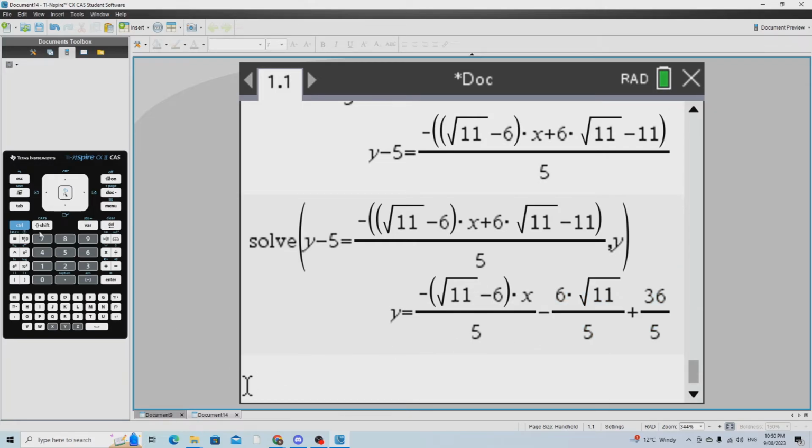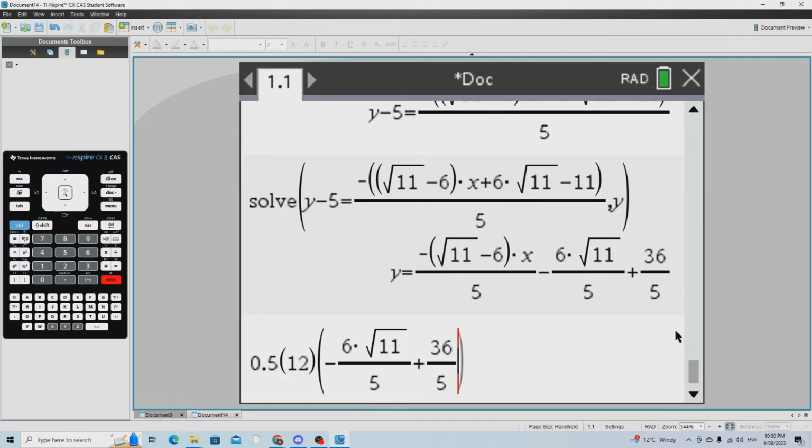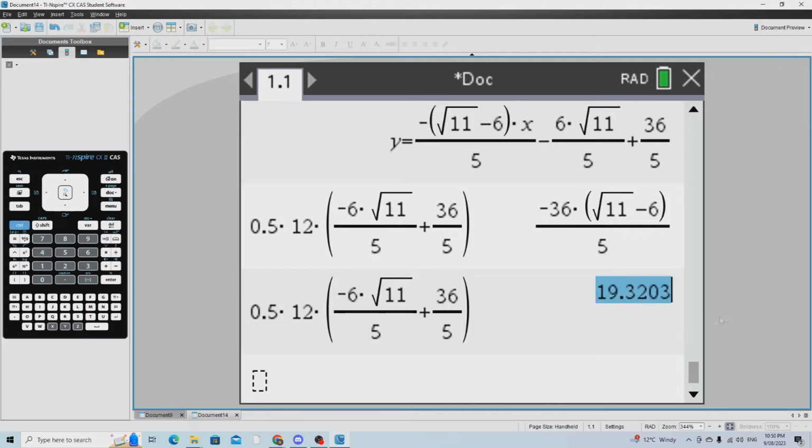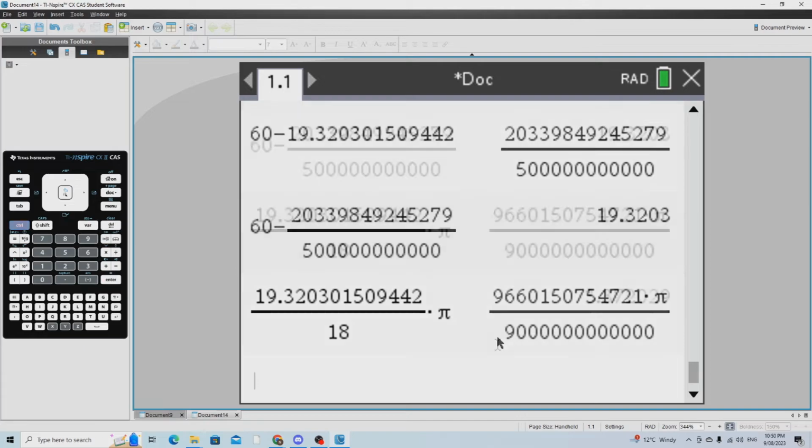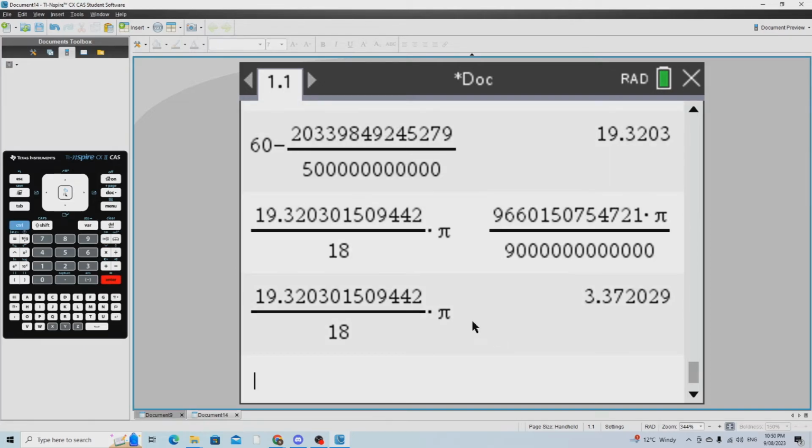So we can say half times 12 times this over here, which gives you this 19.32. So 60 minus that, and we get 19.32. And this, we want to divide it by 18 pi. 18 pi. And this, okay. What's happening here? Am I making a full-on mistake here?